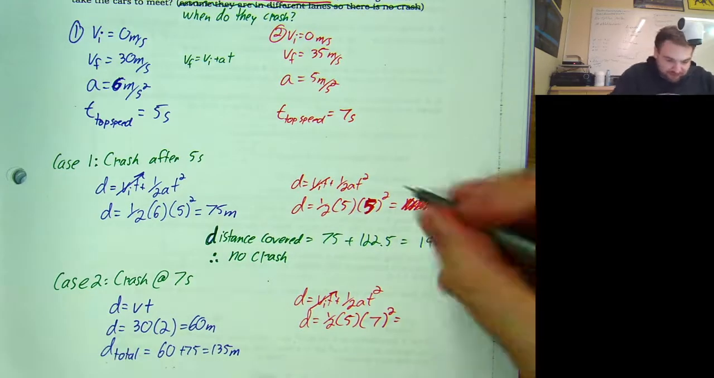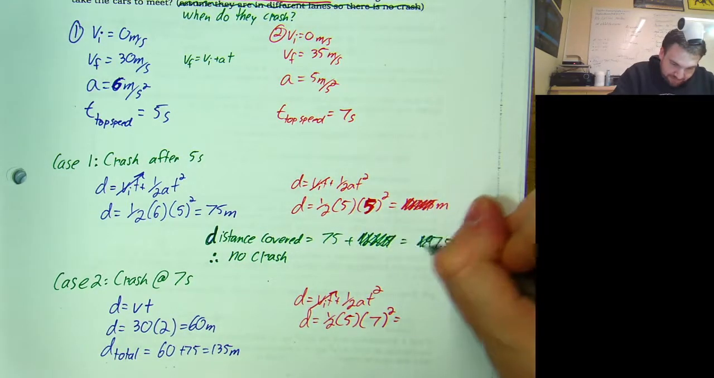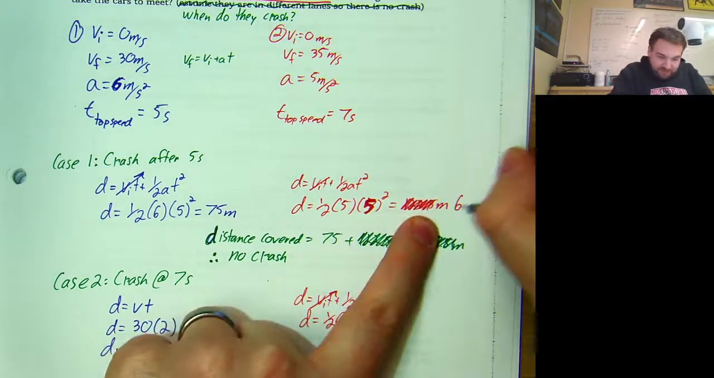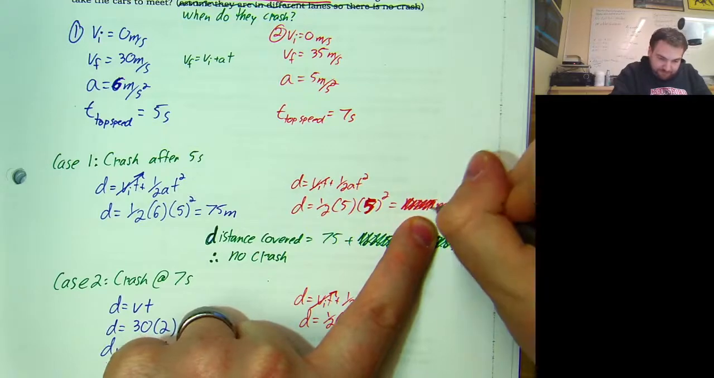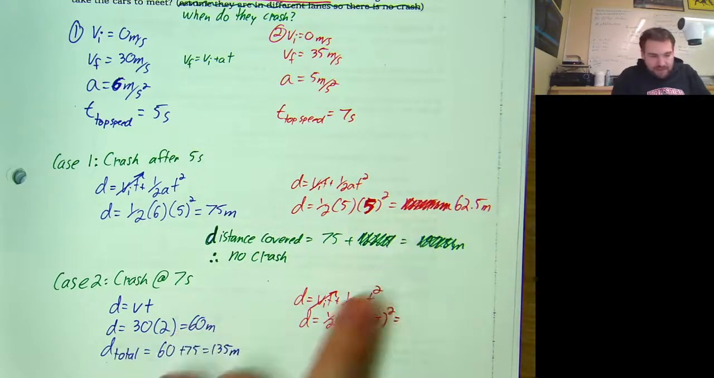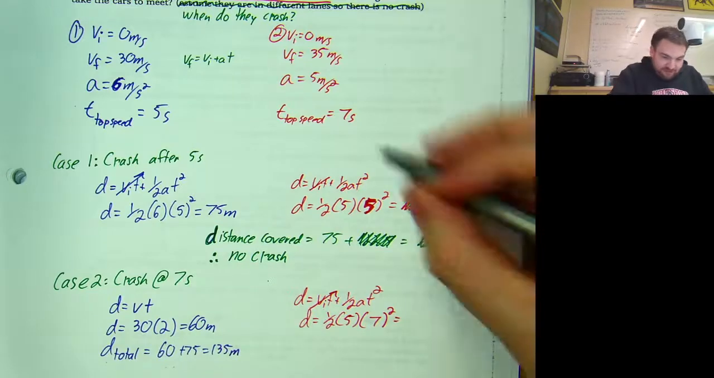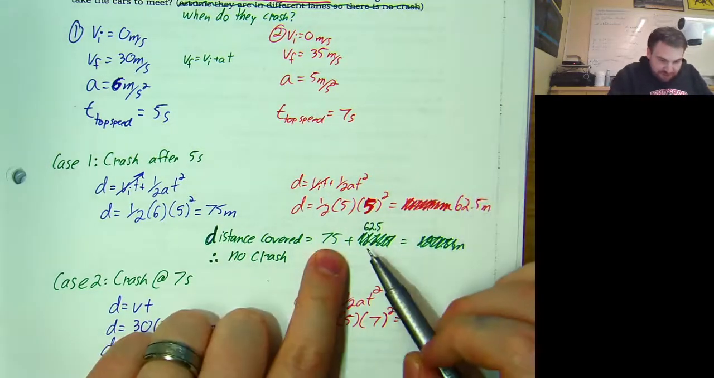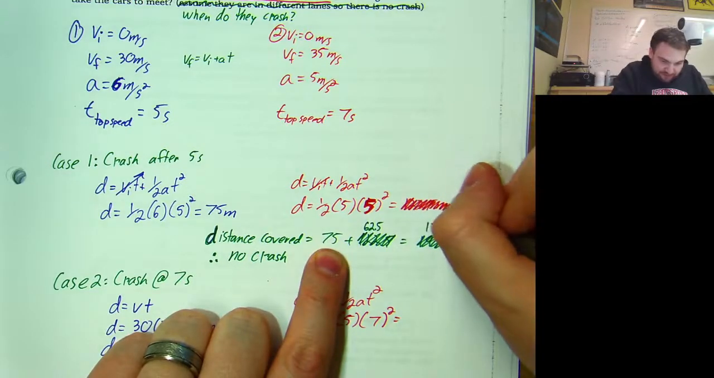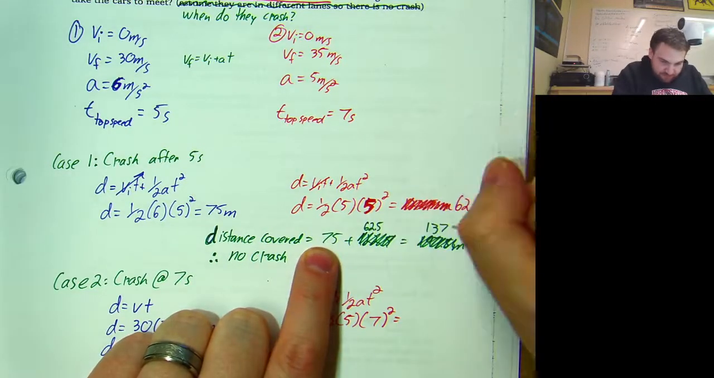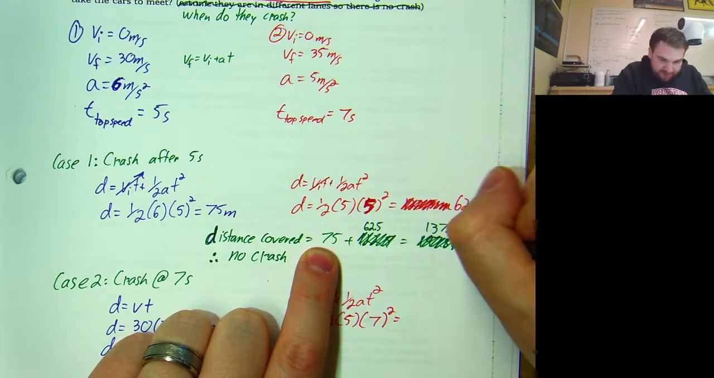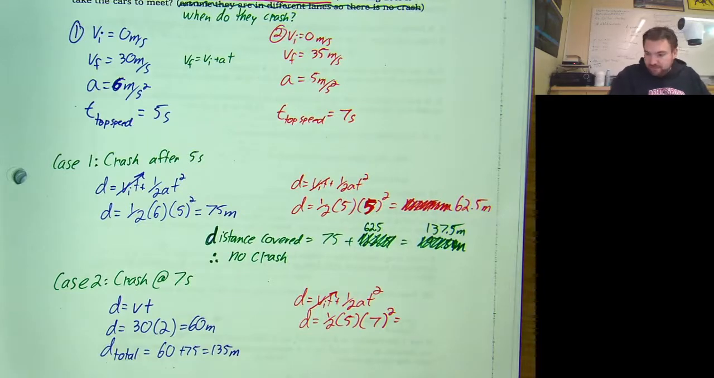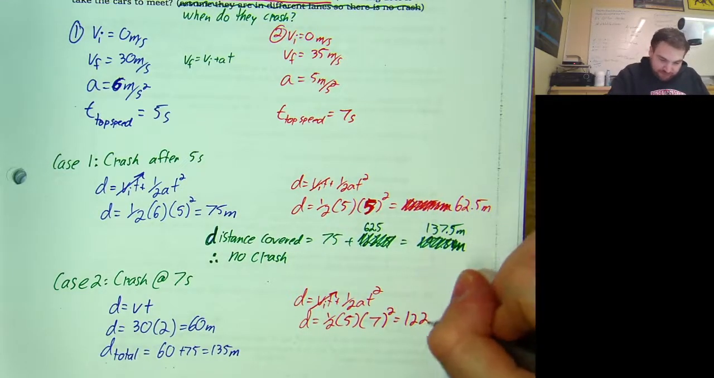Sorry, guys. I'm moving way too fast here. I'm reading my notes improperly. This one was after 5 seconds, so this distance is 62.5. Sorry, guys. So this is going to be 75 plus 62.5. So that's going to be 137.5 meters. This one is my 122.5 meters.